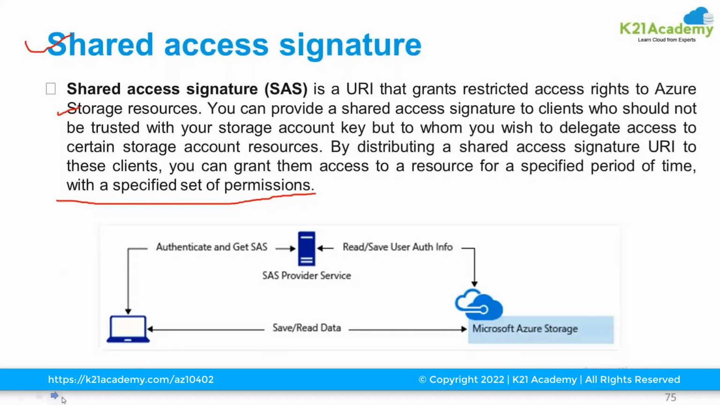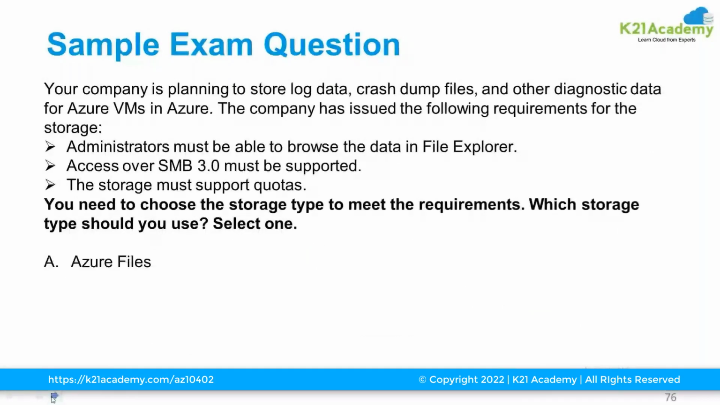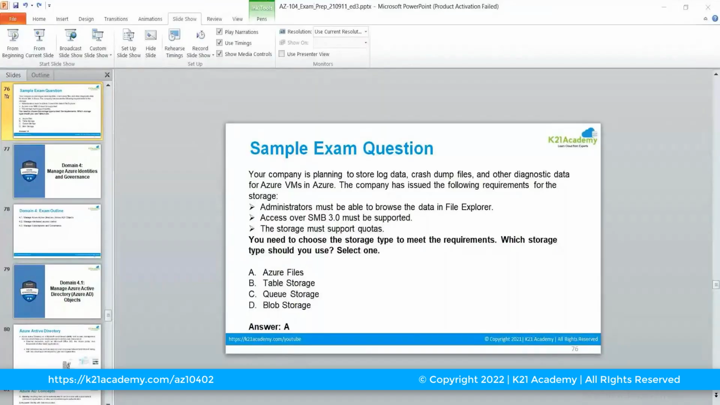There is one sample question that we have. Your company is planning to store log data, crash file dumps, and other diagnostic data for Azure VMs in Azure, right? The company has issued the following requirements for the storage. Read out the requirement, guys. Administrators must be able to browse data in File Explorer, with access over SMB 3.0. Storage must support quotas. Which storage type will meet your requirement? So the answer should be Azure Files, right?